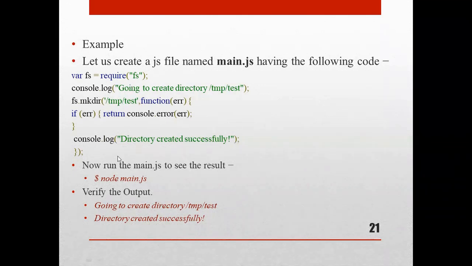So how to run the sample code? Just go to the command prompt and write node and the file name, like main.js, and verify the output. First it will print the message going to create a directory, and after that, if it is successfully created, it will print the message directory created successfully. So by using the mkdir function we can create a directory. This is the example for creating a directory.